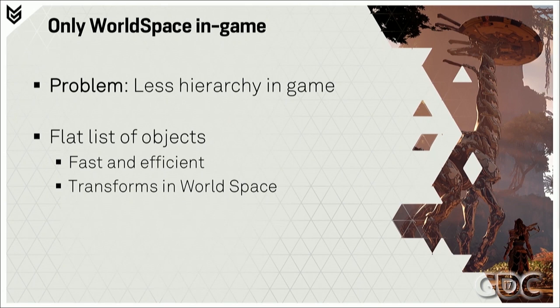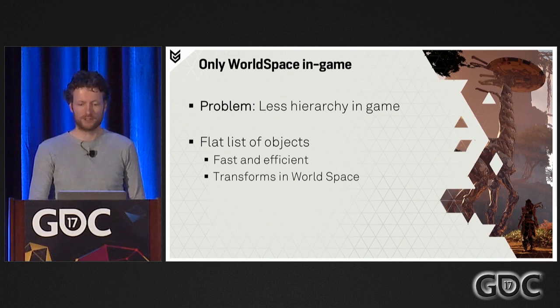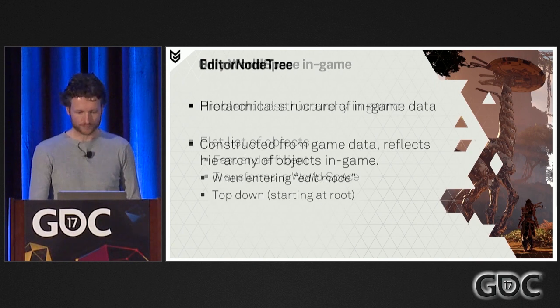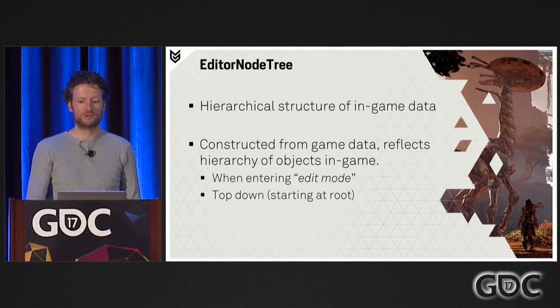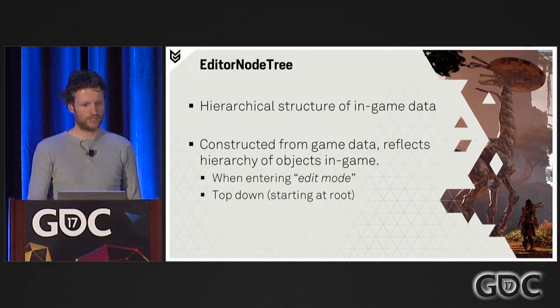The second problem caused by the game operating on the converted data is hierarchy. For performance reasons, the game has little hierarchy of objects left remaining, resulting in a long flat list of objects that are all in world space. This is very fast and efficient for rendering in the game, but not very good for editing, as often we want to edit in local space. So in order to restore some hierarchy of objects for editing in game, we built a hierarchical tree structure of these editor nodes. This is done once the game is loaded and the user enters the edit mode.